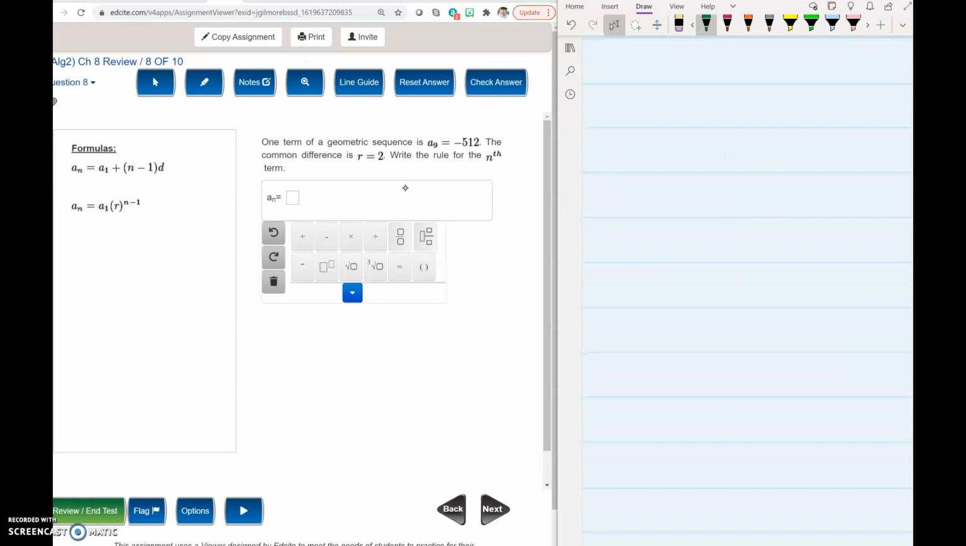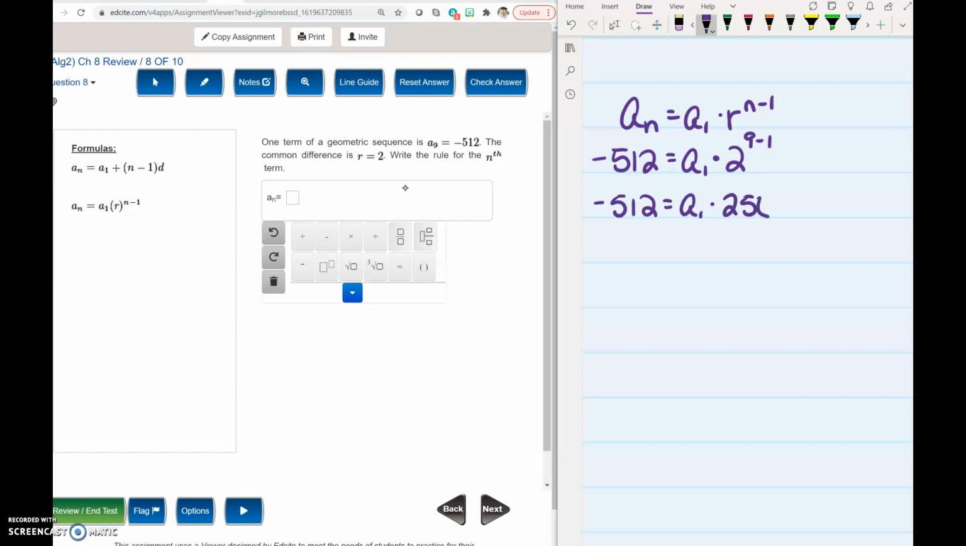The next one is the same type of problem, but this time with geometric sequences. So our formula is first term times our common ratio raised to the n minus 1. We know that the 9th term is -512. We know that our common ratio is 2, and that was the 9th term, so you do 9 minus 1. 2 raised to the 8th is 256. So we divide both sides by 256, and we get -2.